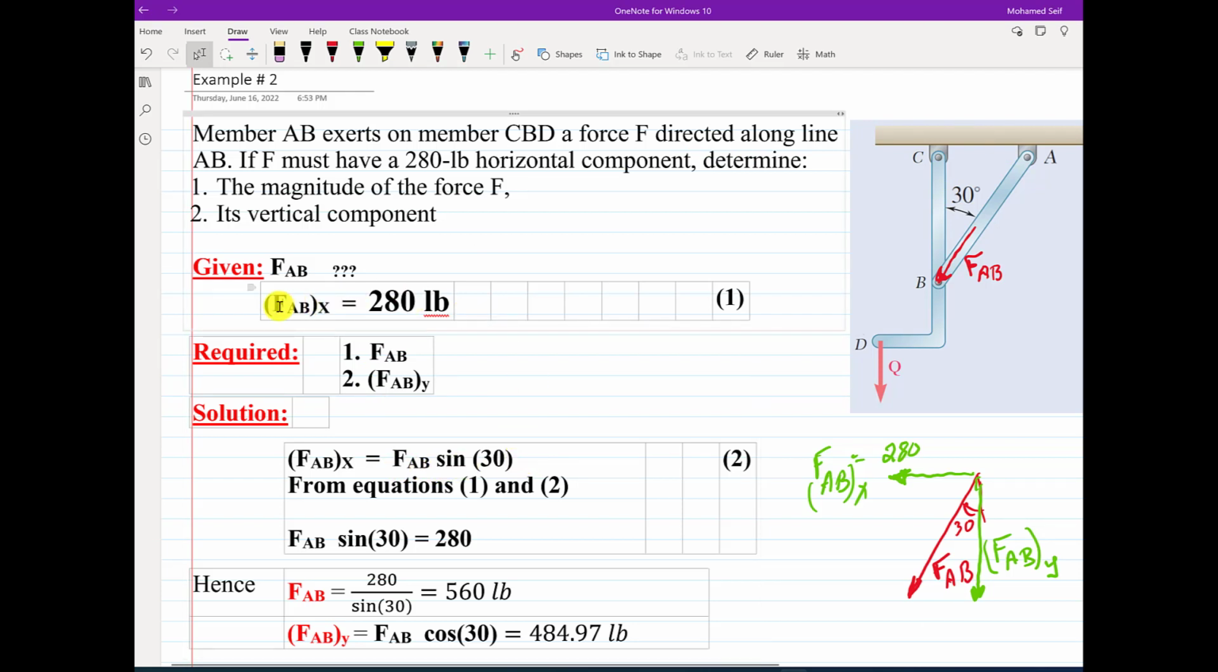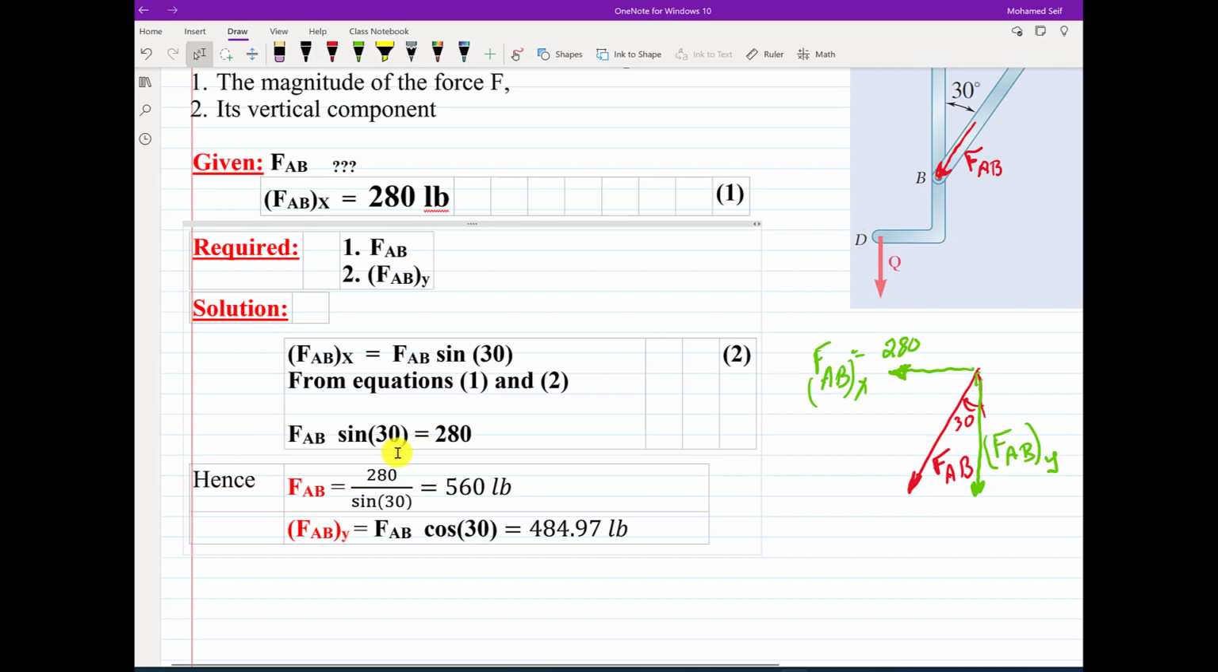Now I have two equations. The X component of FAB should be 280. Here is equation 1. And FAB X is equal to FAB sine the angle theta. So 280 should be equal to FAB sine 30. So here is the equation: FAB sine 30 should be equal to 280. From this equation, the only unknown is FAB. So FAB should be equal to 280 divided by sine 30. So by that, I should be able to get the force FAB. So this is the first one.